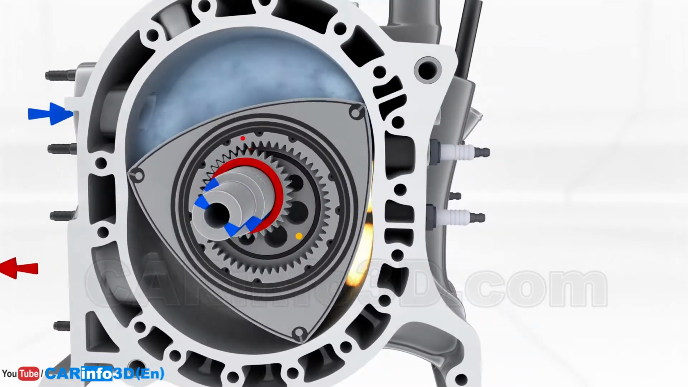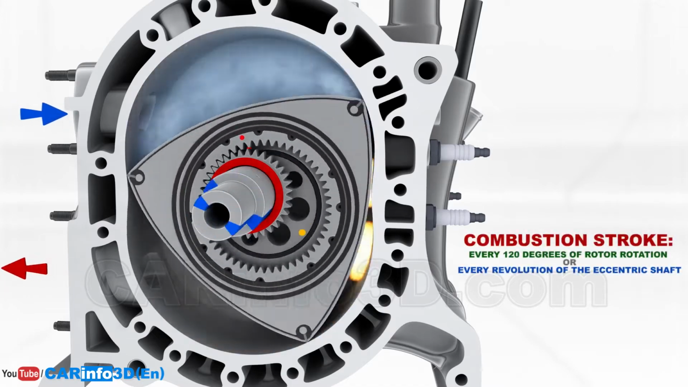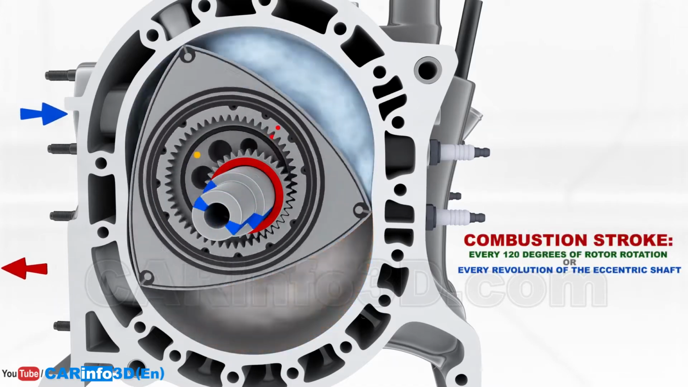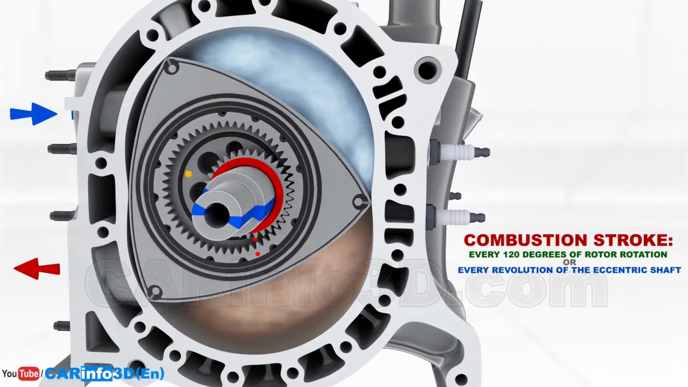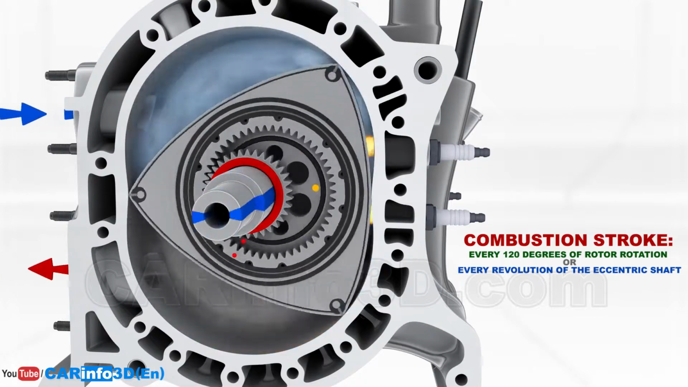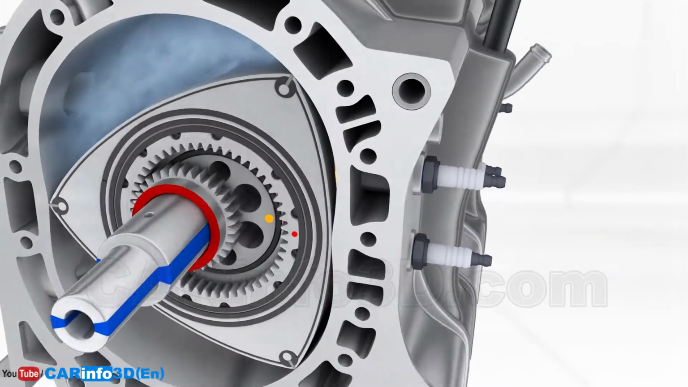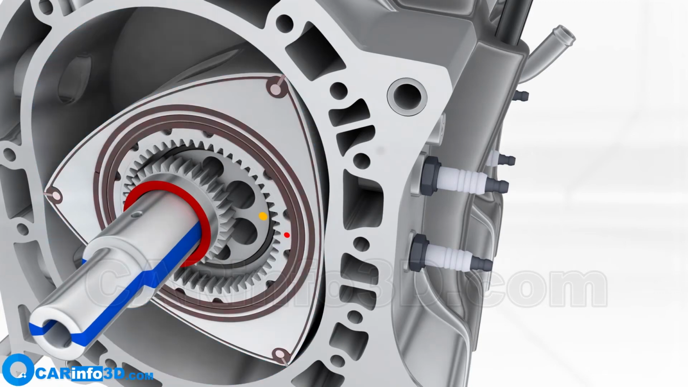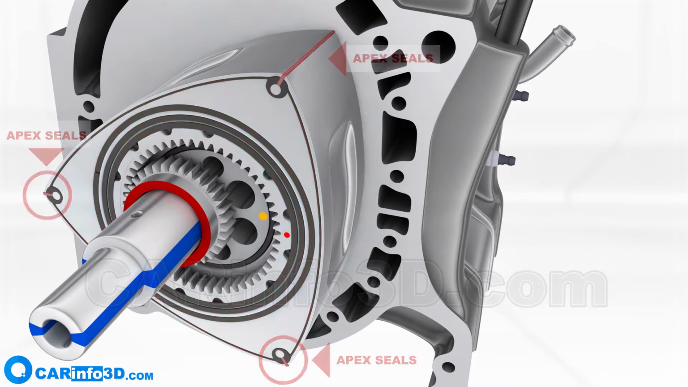Please keep in mind that a stroke happens on each of the rotor's 3 sides, which means that combustion occurs every 120 degrees of rotor rotation, or 1 revolution of the eccentric shaft, rather than every 360 degrees. The chambers are isolated by numerous rotor seals, the most critical of which are apex seals.